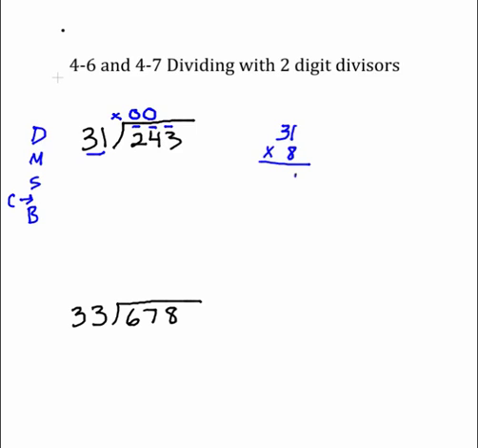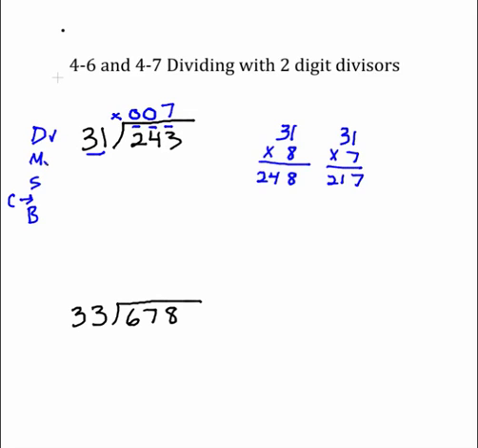So 8 times 1 is 8. 8 times 3 is 24. Well, it would have worked. It was close. The front ends match, but this is a 3 and this is an 8. This is too large. So all I have to do is go one lower. 31 times 7, and that won't get me there. 7 times 1 is 7. 7 times 3 is 21. And this is what we can divide by. So 31 goes into 243 7 times.